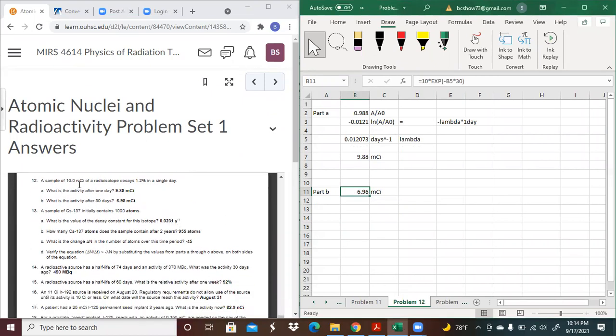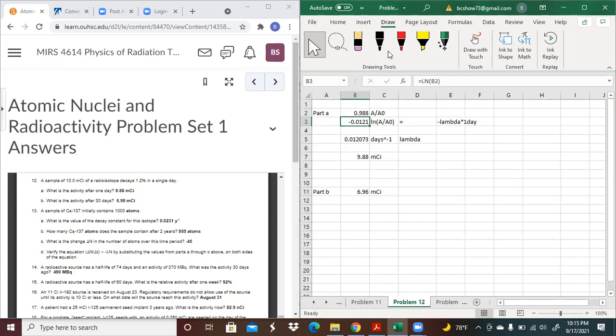So I've got a sample here of 10 millicuries of a radioisotope, and it decays 1.2% in a single day. That sounds familiar, doesn't it? So what is the activity after 1 day? Well, what I am looking at here is the activity divided by the starting activity, which is 0.988. It decays 1.2%, so I end up with 98.8%. Expressed as a decimal, this is where this comes from.